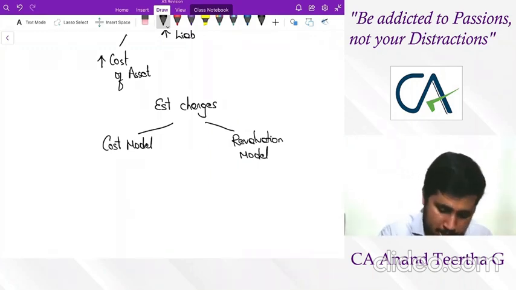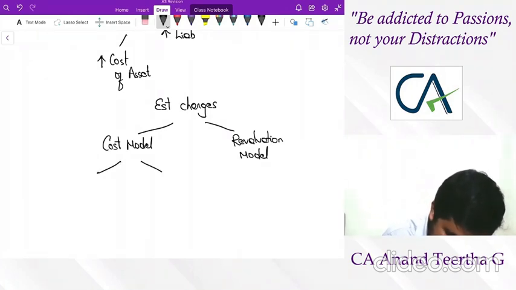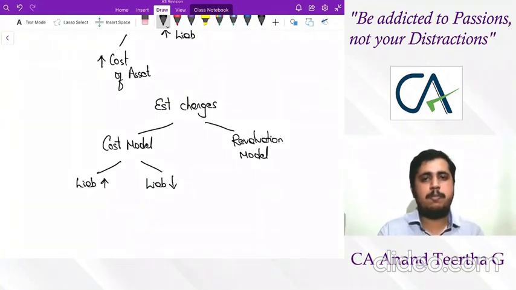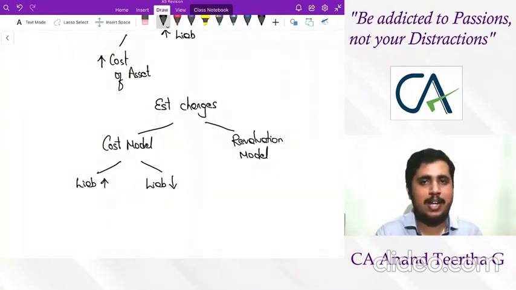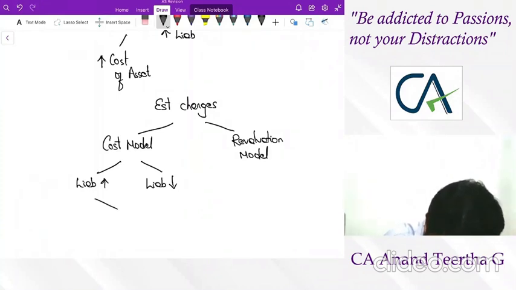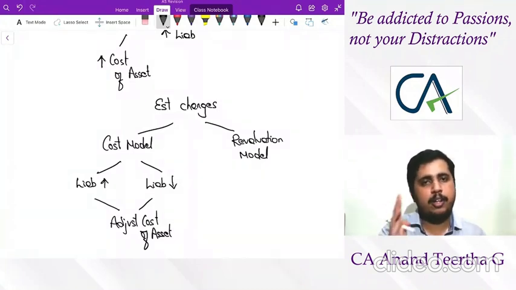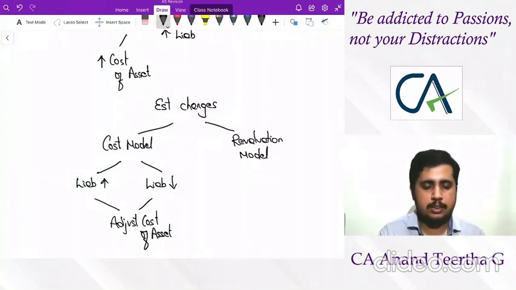Then what might happen? In both situations, either the liability might increase or liability might decrease. The expense of decommissioning might increase, the expense might decrease. So that is the changes towards liability. In both the situations, just adjust it to cost of asset. Liability increases, increase the cost also. Liability decreases, decrease the cost also. So basically, if you follow cost model, no problem about it. Any change in the liability, make the changes to cost as well.